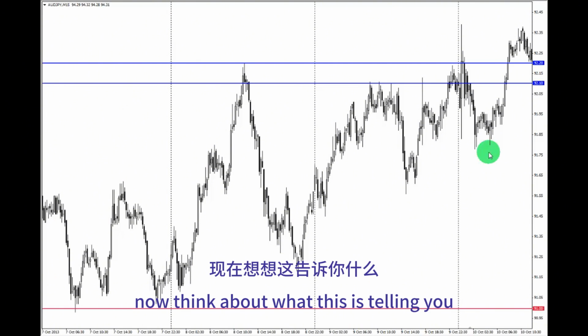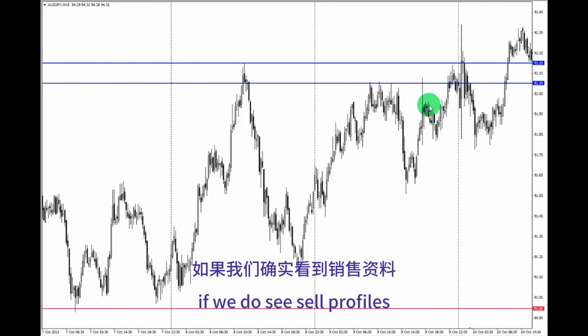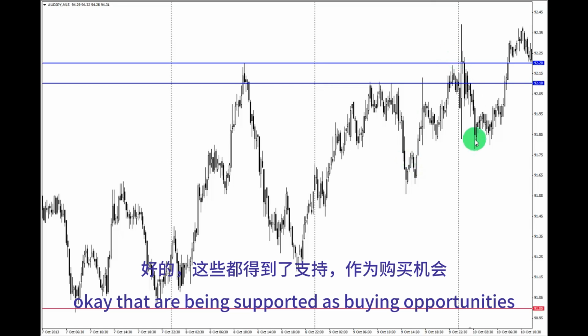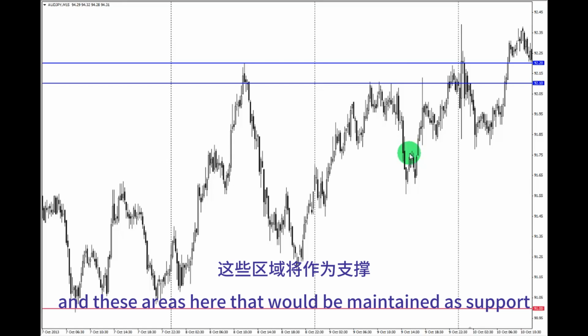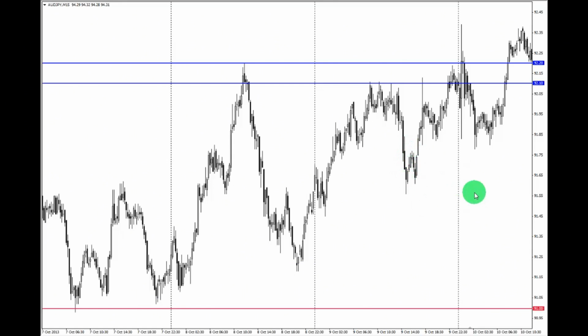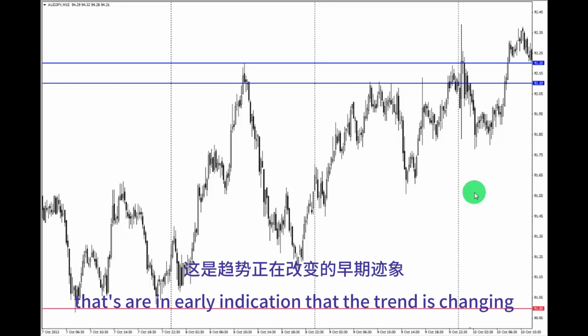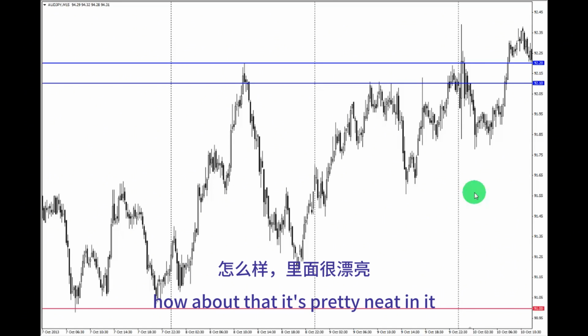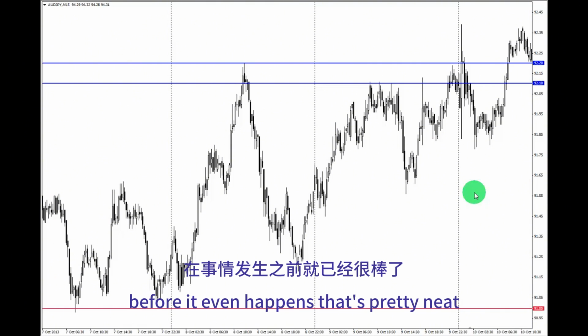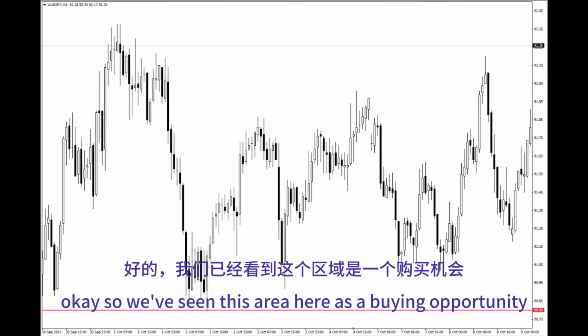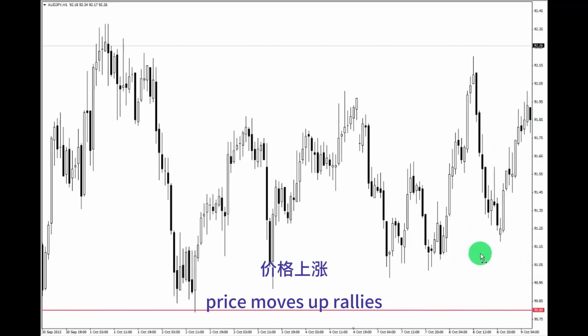Now think about what this is telling you. If we do see sell profiles that are being supported as buying opportunities, eventually when that stops happening and these areas that would be maintained as support are broken, that's our early indication that the trend is changing. How about that? That's pretty neat, isn't it? So that way you can get an x-ray view of what market structure is going to do before it even happens. That's pretty neat. Okay, so we see in this area here as a buying opportunity, price moves up, rallies.